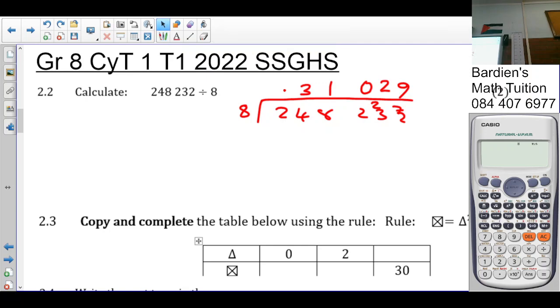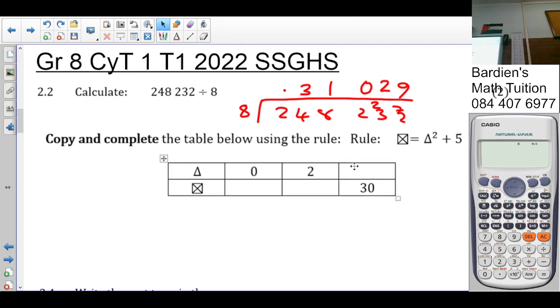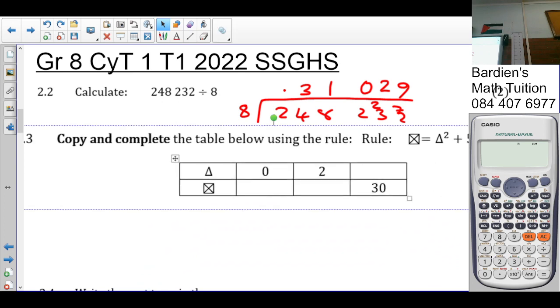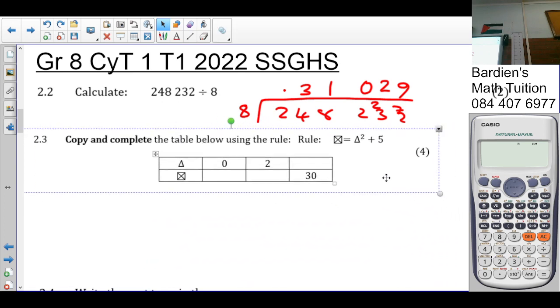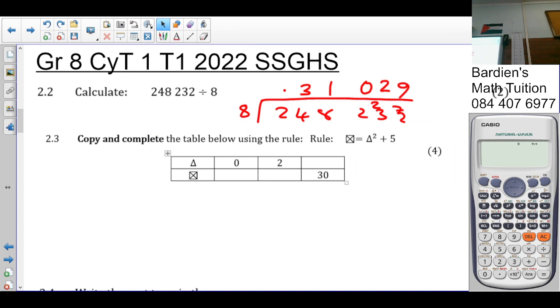Okay. The next question, 2.3. It says copy and complete the table below using the rule. So here we got the box equals the triangle. In the first case the triangle is 0. So 0 squared plus 5. What is 0 squared? 0, plus 5. So that answer is 5.